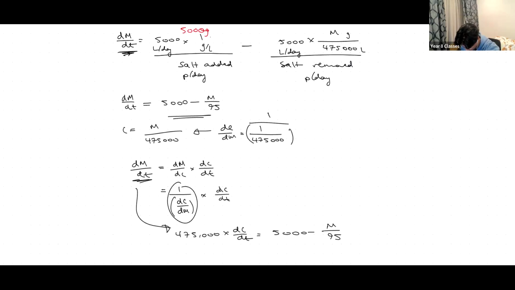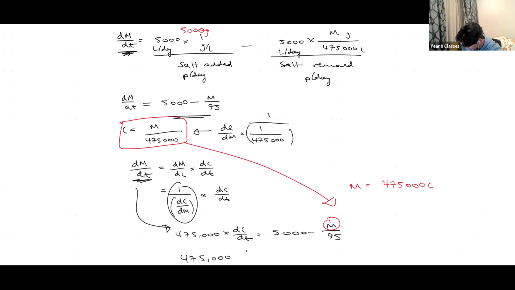And 5,000 minus m. But we don't want m because we just want everything in terms of C's or t's. So we can re-express m. We've said earlier that C was m on 475,000. So if you rearrange that, you can say m equals 475,000 times C. So you can replace m, which will give you 475,000 dC/dt equals 5,000 minus 475,000 C over 95.